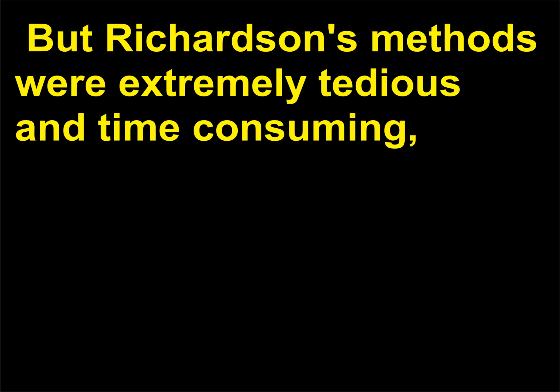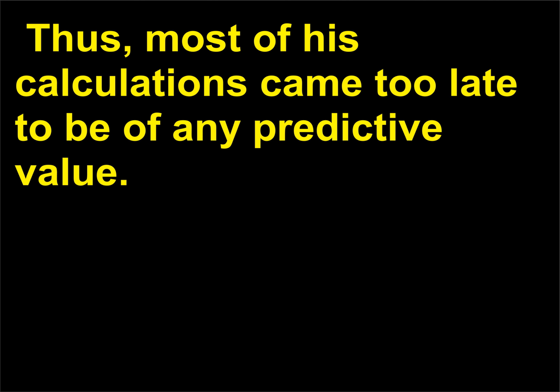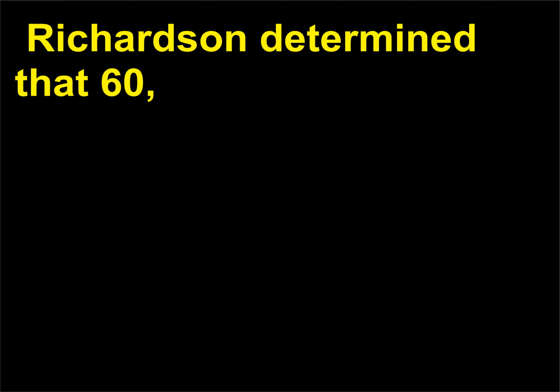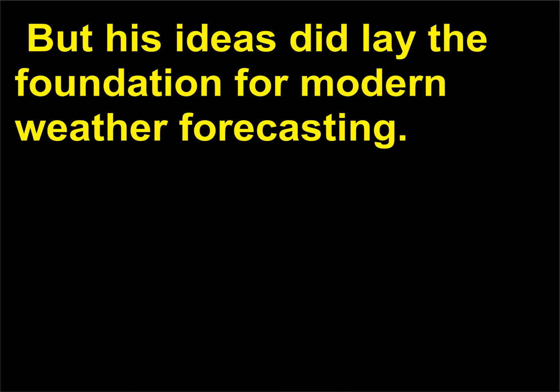But Richardson's methods were extremely tedious and time-consuming, mainly because they had to be done by hand in the pre-computer age. Thus, most of his calculations came too late to be of any predictive value. Richardson determined that 60,000 people would have to do the calculations in order to predict the next day's weather. But his ideas did lay the foundation for modern weather forecasting.